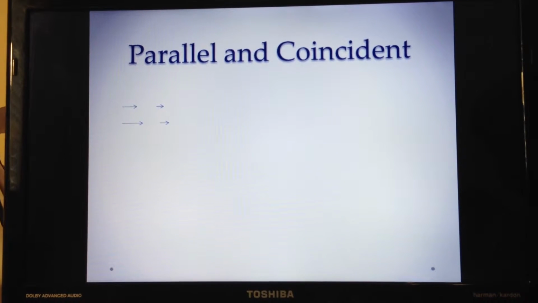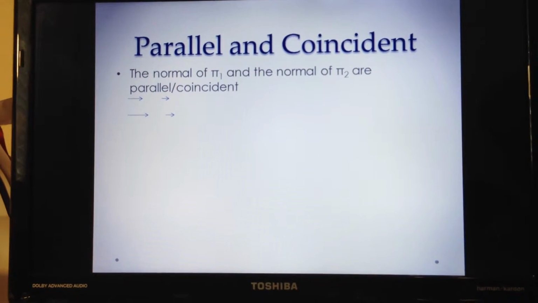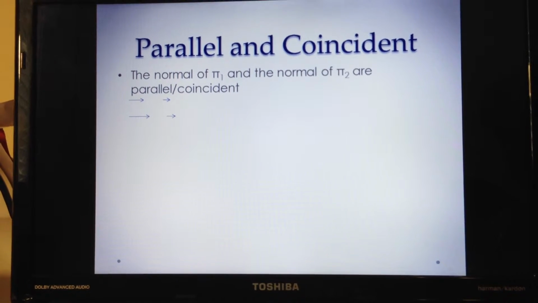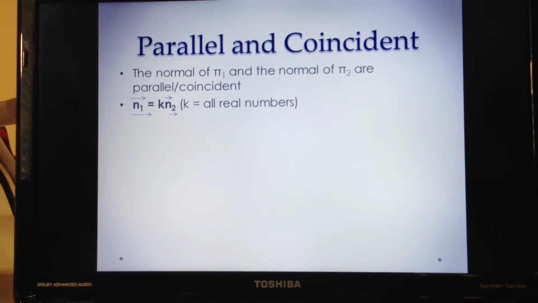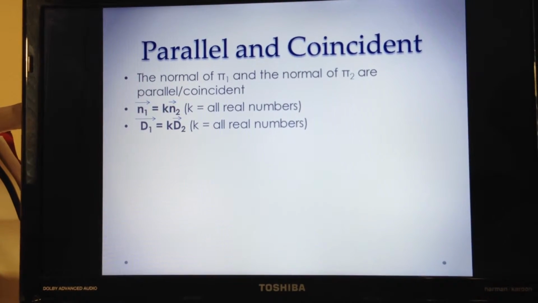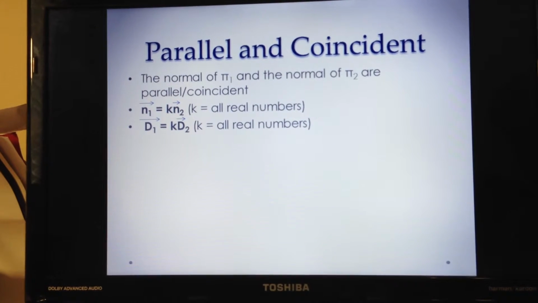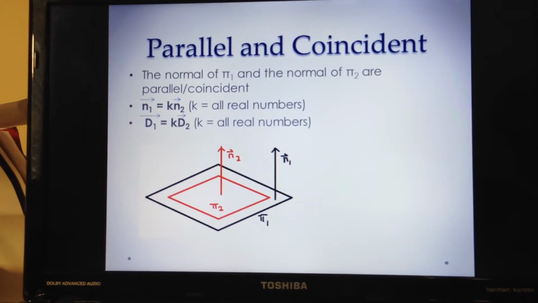First, parallel and coincident. So basically, the normals of plane 1 and the normals of plane 2 are parallel. So basically, n1 is equal to a scalar multiple of n2, and k is equal to all real numbers. The same thing with the d value, the directional vector: d1 is equal to a scalar multiple of d2.